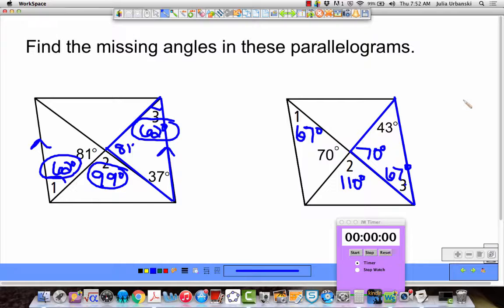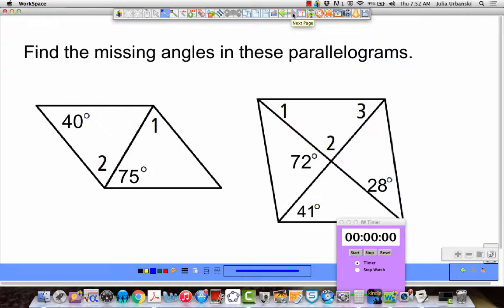Try these 2. Decide if you want to try them on your own or we should try them together. Let's discuss it at least. Okay? Angle 1, it's alternate interior angle 2, but we don't know what angle 2 is. Once we find one of them, the other one will be the same. But what is this angle right here going to be equal to? It's 180 with the sides. Remember, same side angles are supplementary. So if this one's already 40, what does this one have to be?